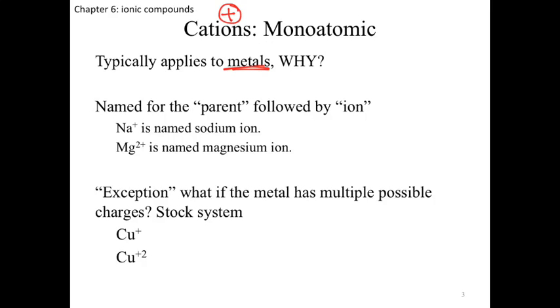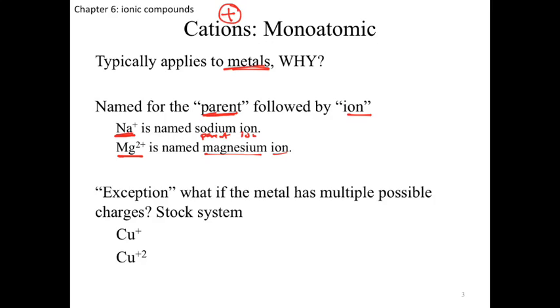The nomenclature for our metals, or our metal cations, is actually relatively simple. It's named for the parent name of our atom, and then it's followed by the word ion. So if we take a look at some examples here, Na+ and Mg2+, or Mg+2, are named for their parent. So the symbol Na means sodium. So there's our parent name, followed by the word ion. Really simple. Okay? Magnesium, again, same deal, magnesium ion.